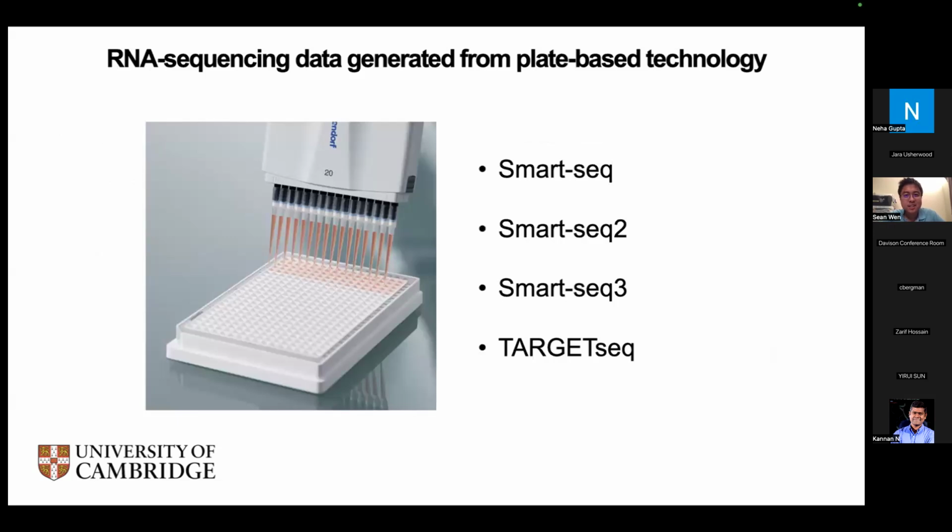So what exactly is plate-based technology? Single-cell RNA sequencing data can be generated from plate-based methods. Plate-based methods are typically reactions that happen at the plate level, so each well of the plate typically corresponds to one cell. They are typically quite labor intensive, but they give you good coverage, and it's probably the recommended platform for single-cell alternative splicing analysis.